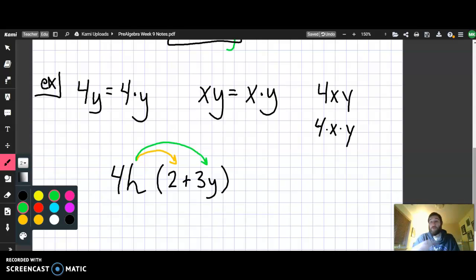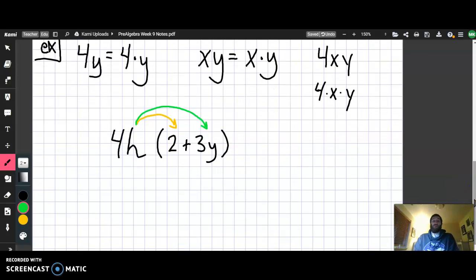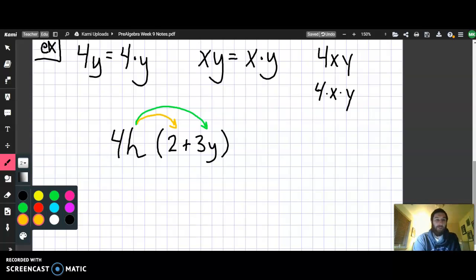So let's do the 2 first. Like we've talked about in the previous examples, 4 times 2 is 8. And so we can reliably say that an 8 comes out of the 4 times 2. But that h is still being multiplied as well. So the good news is it's just 8 times h. That's as simple as we can get it. 8h.